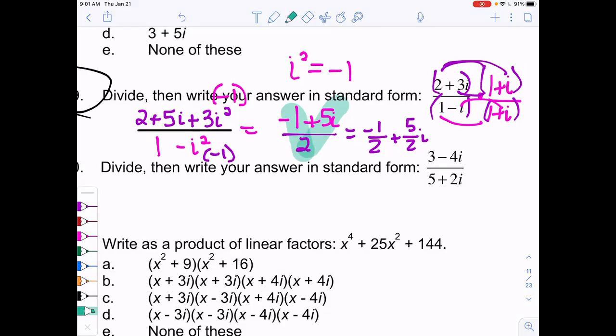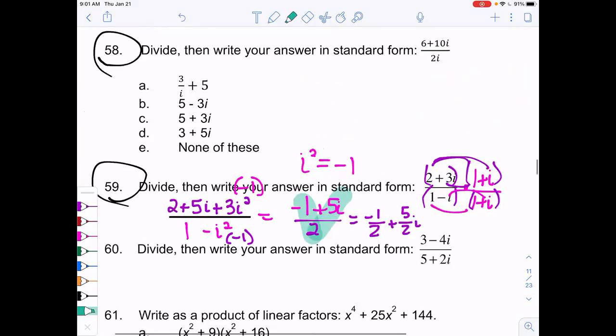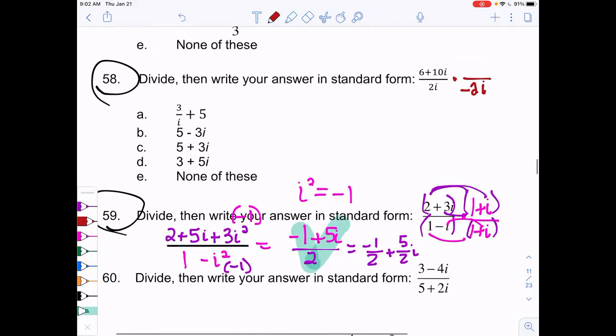So let's go up to number 58. Number 58 doesn't have 1 minus i or 1 plus i. It just has 2i. You still have to multiply it by its conjugate. So if I'm multiplying 2i by its conjugate, Kaden, what would the conjugate of 2i be? -2i. So I can't just multiply it by 2i. It must be multiplied by the conjugate of that. So that would be multiplying it by -2i.